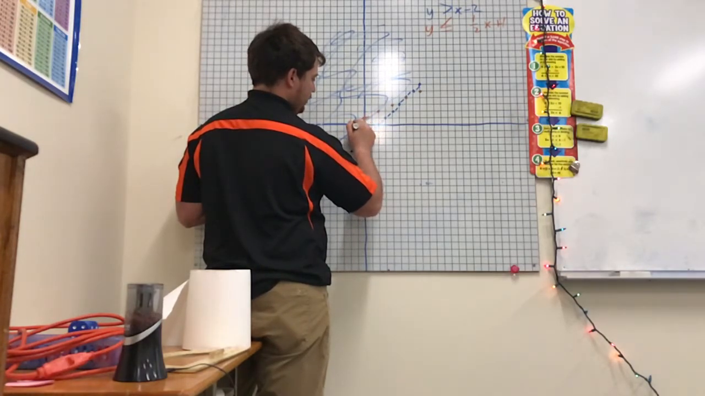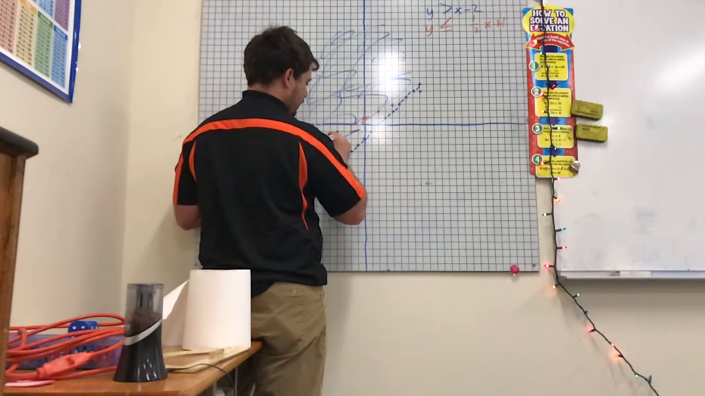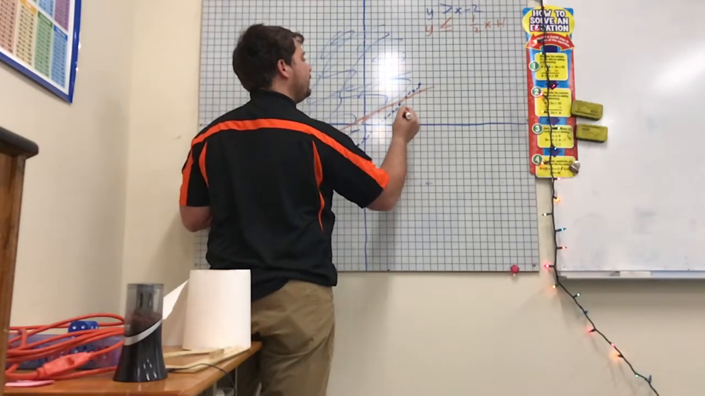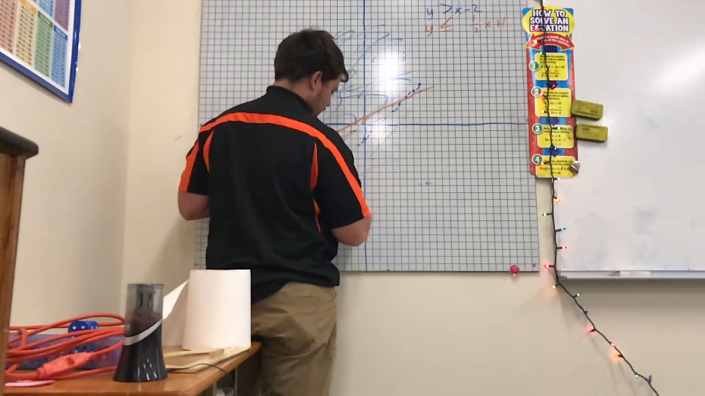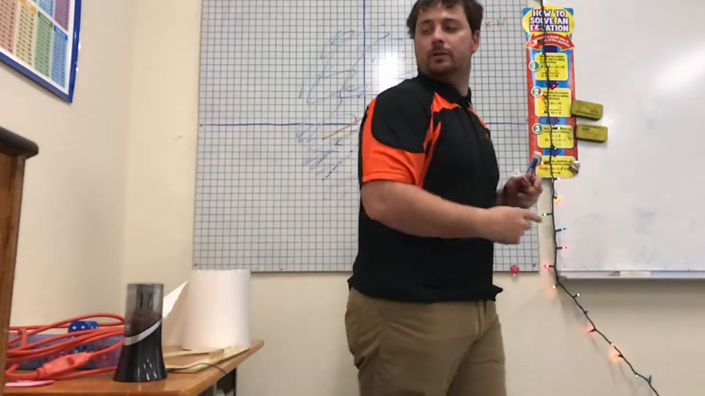Down 1 over 2, down 1 over 2. So we should have something that looks like this. Now we're less than, so we're shading everything below here. And obviously, let's see, where's my other brown marker?